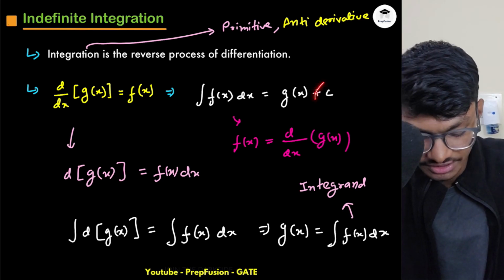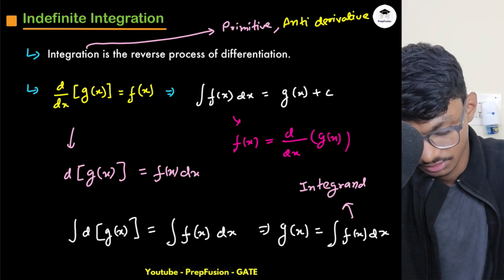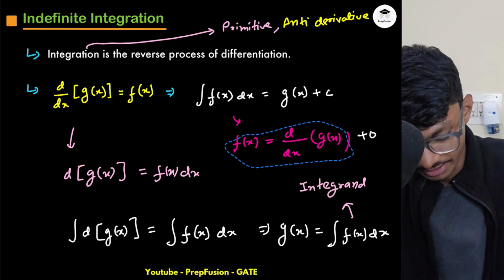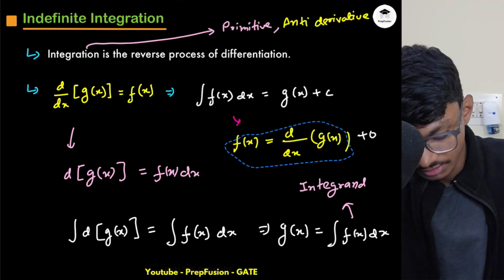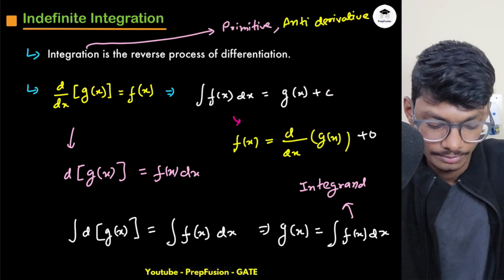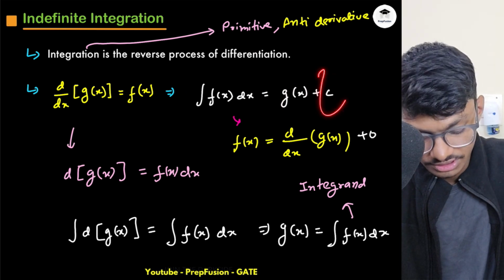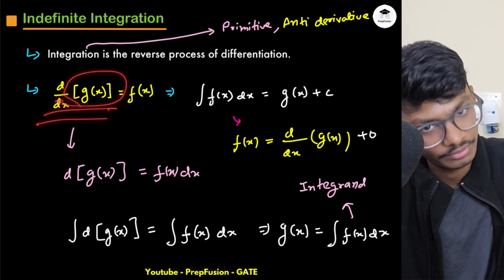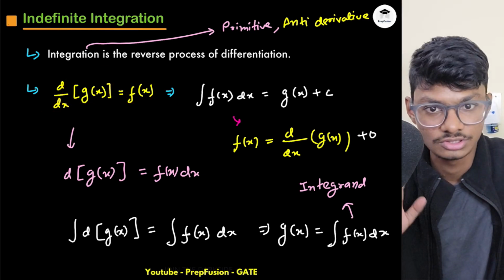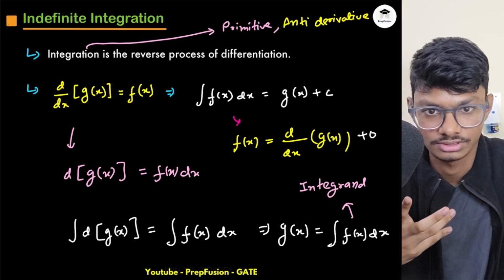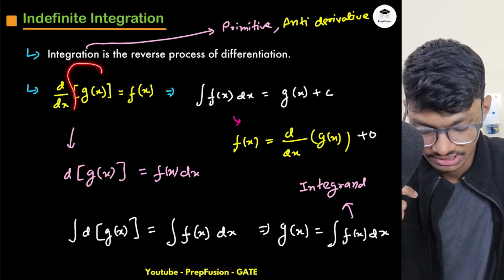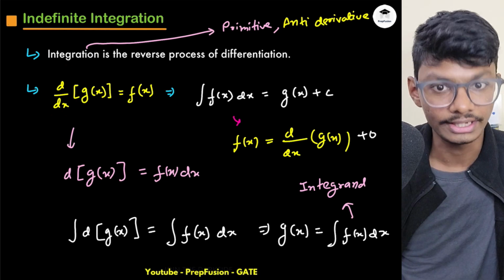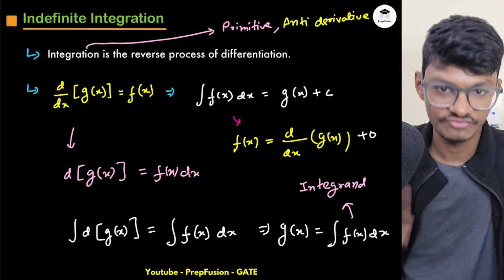And what is the differentiation of a constant? It is 0 only. So that's why it doesn't matter whether I have a constant or not. Okay, but why is this constant coming? This constant is coming because if I differentiate g of x, I will get f of x. If I differentiate g of x plus 1, still I will get f of x. So as it is a reverse process, I don't know for sure what exactly is the function that I differentiated. It may be a family of curves.